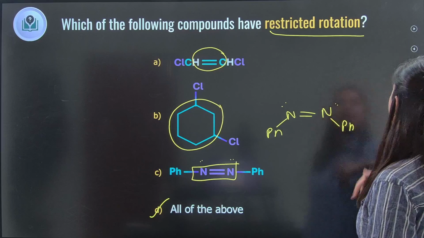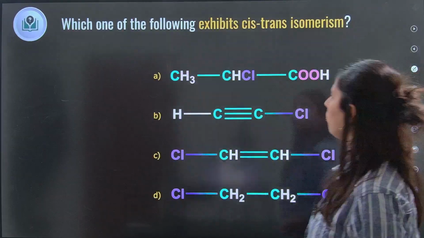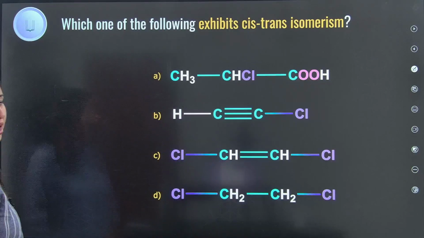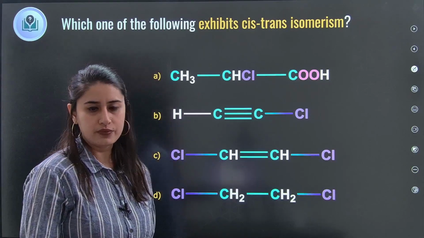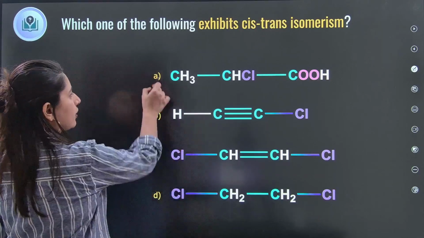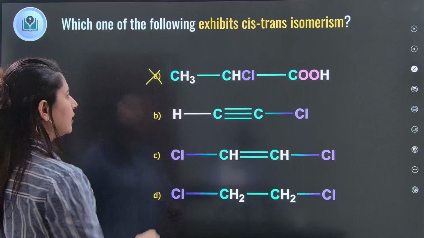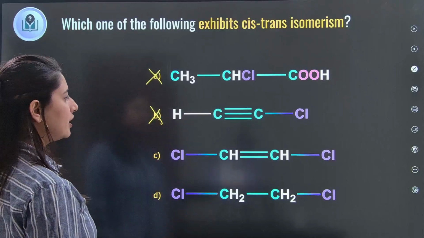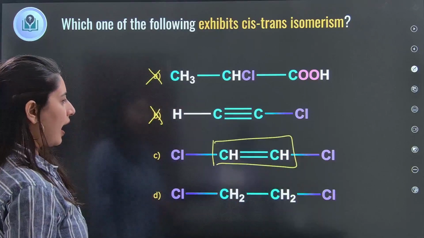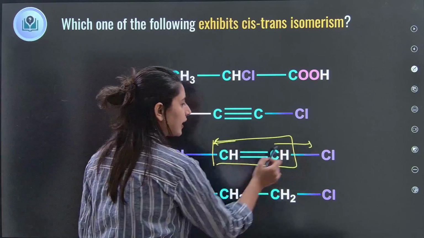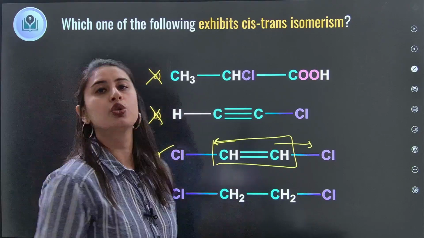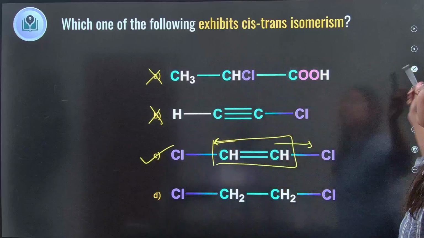Good question to recap what we have done. Next one, what about this one? Which exhibits cis-trans isomerism? Which will show cis-trans? Let's see. You can see no restricted rotation, no restricted bond here in A, and none in B. Here in C you have a restricted bond, carbon double bond carbon, and it has different groups on either side of the restricted system. So C can, of course, be your answer. D has no restricted rotation. So C becomes the answer.